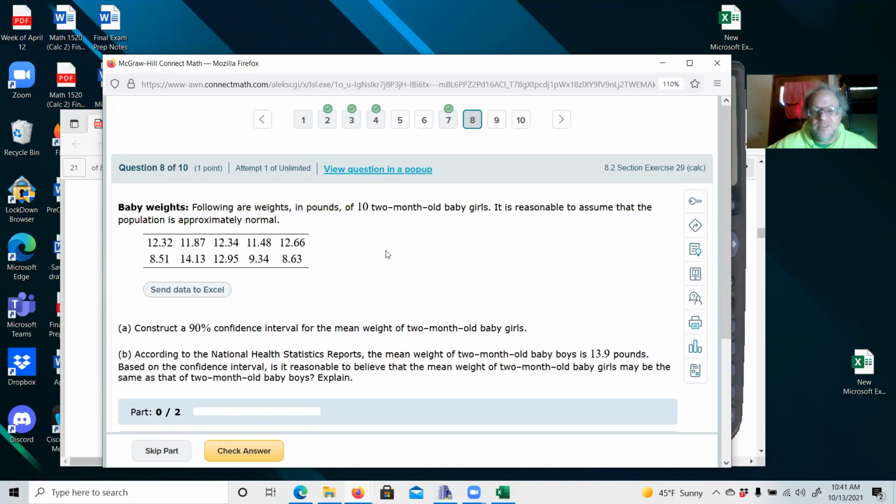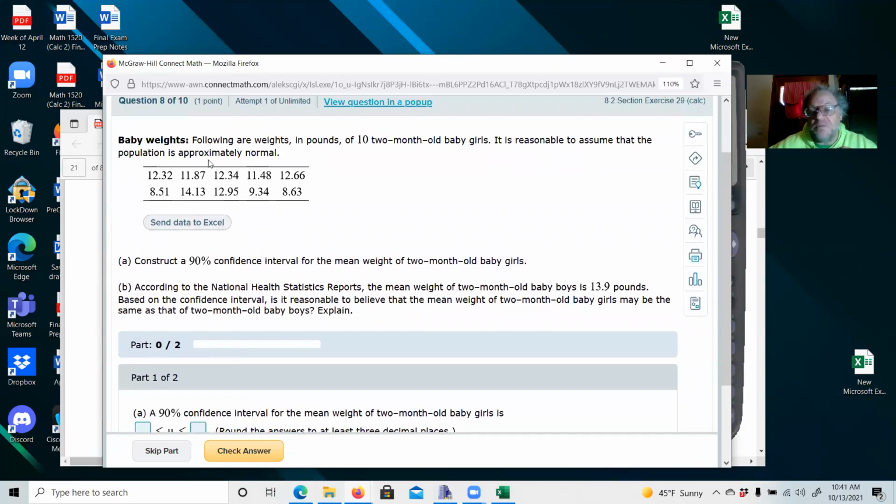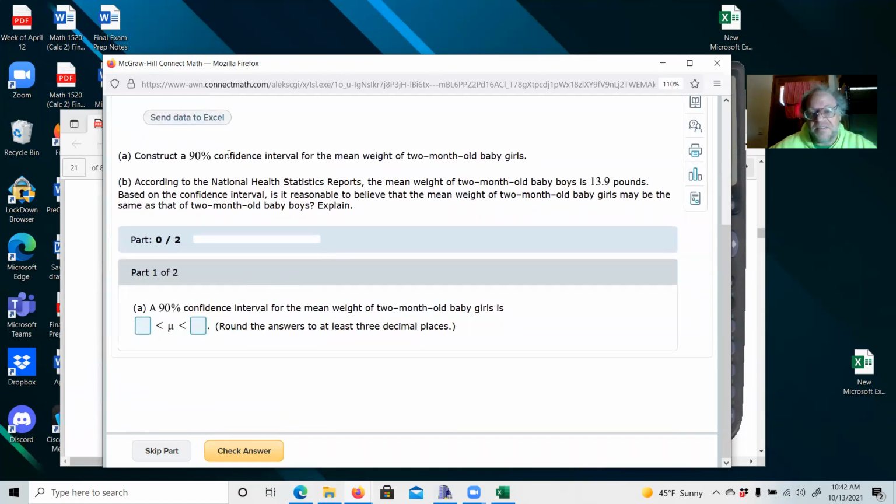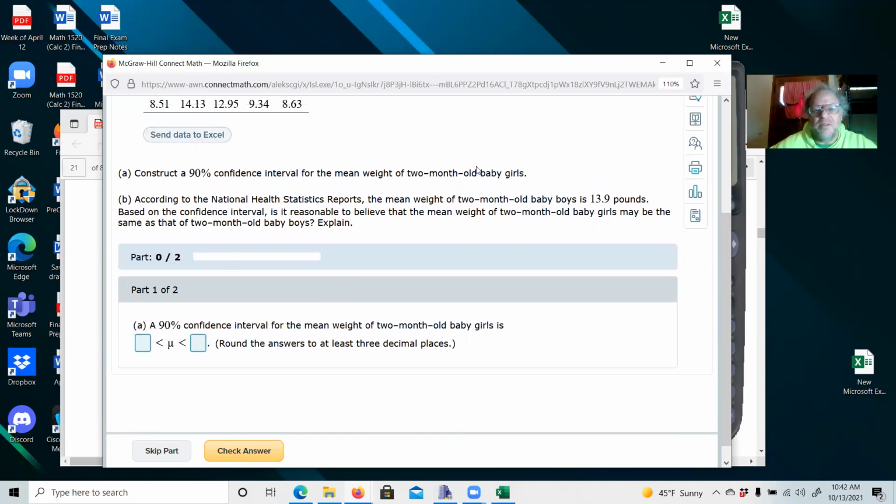They're asking, is it reasonable to assume? You don't have a tool to do this. All you can do is stare at the dot plot and say, sure. I never ask you a question that looks like this because I don't want to rely on your expertise at this point to say if it is or isn't. I don't want to rely on mine either, because a lot of times I look at it and say I don't think so, and they say, yeah, it is. There's a test to see if it's normal, just like all the tests we're doing right here. So we say, construct a 90% confidence interval for the mean weight of 2-month-old baby girls.